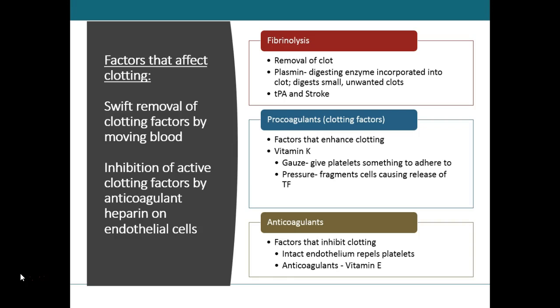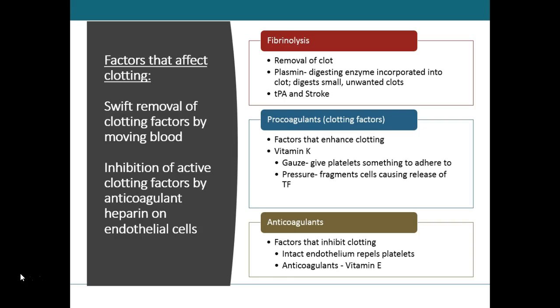Putting gauze on an injury can decrease the area or the diameter of those blood vessels, and also give the platelets something additional to stick to, so it increases that platelet aggregation, and also causes some of those damaged fragments to release even more tissue factor. And remember, tissue factor is very important in the early parts of that extrinsic pathway of activating those clotting factors.